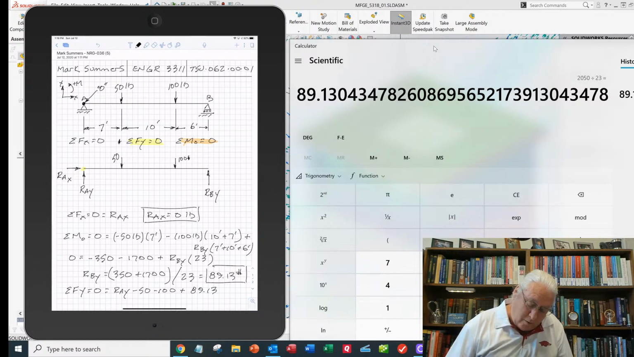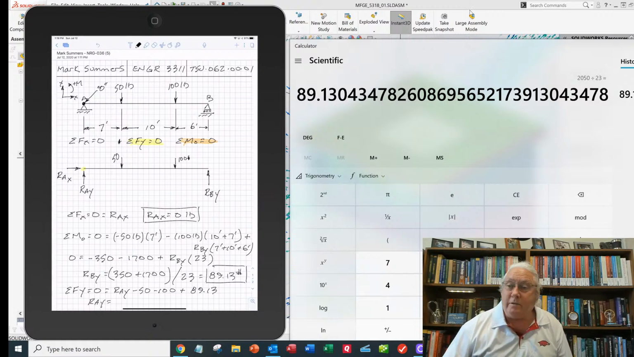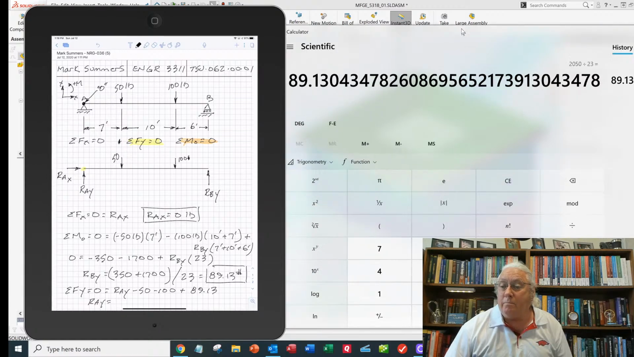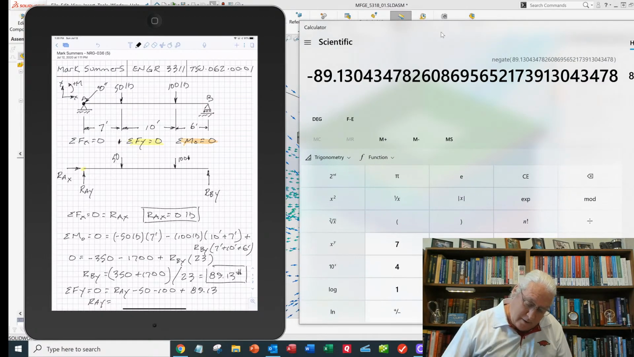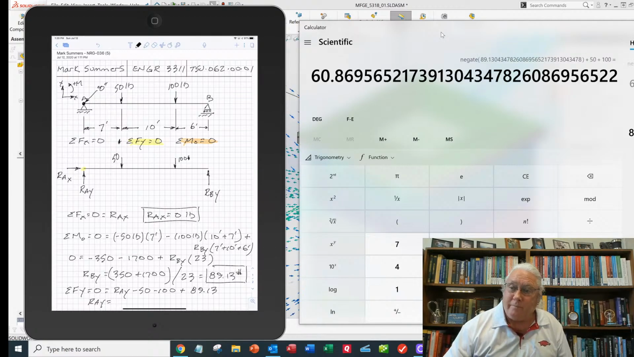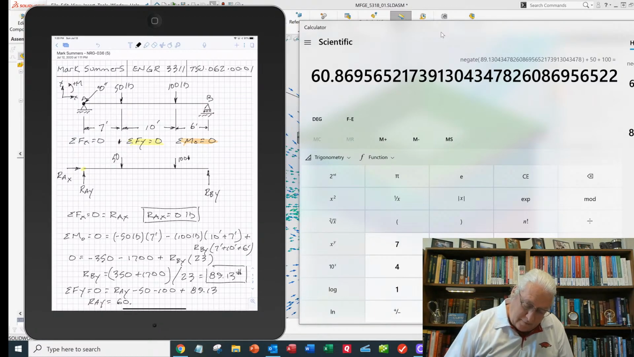And so now I've got one equation and one unknown. And again, doing some algebra. So I'll make this a plus to minus here somewhere. Thought I had a button for going plus to minus. There it is right there. So I got negative 89. On the other side, I'll add 50. And I'll add 100. And I get 60.87 pounds. So that's my equilibrium equation.